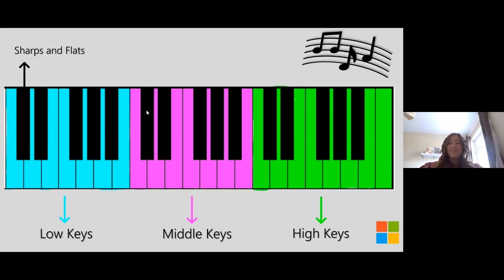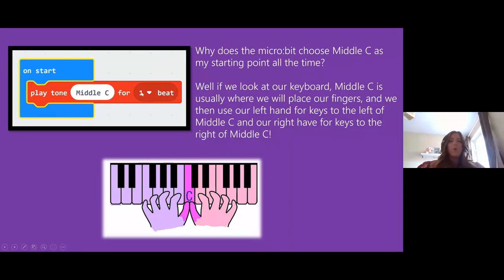Okay? And then you might notice that when you take out a tone on Microbit, it always prompts you to use middle C. And you might be thinking, why is it telling me to do that? But the reason is because when you learn to play piano, your thumbs rest on middle C. So that's where your hands naturally rest when you're playing a song. So it's really interesting that when we go to code, the code prompts us to use middle C.